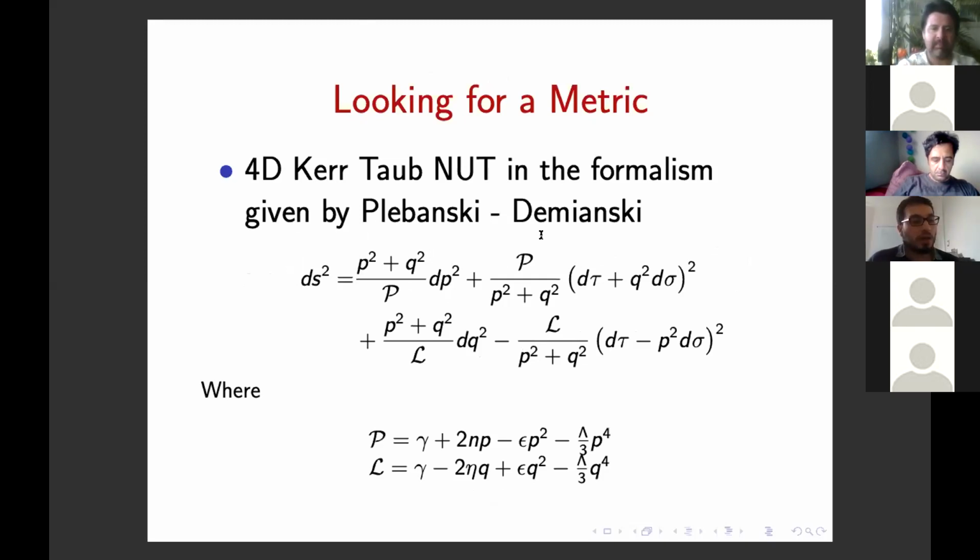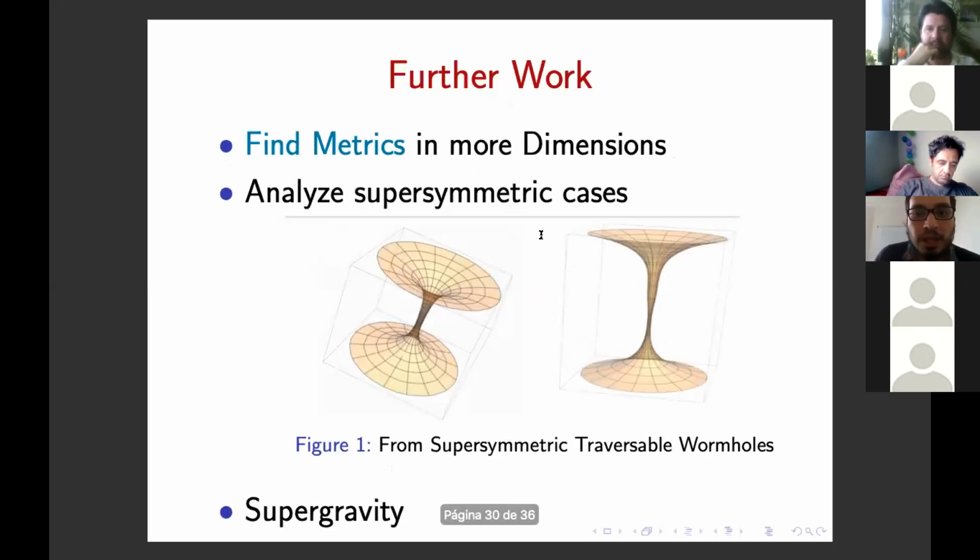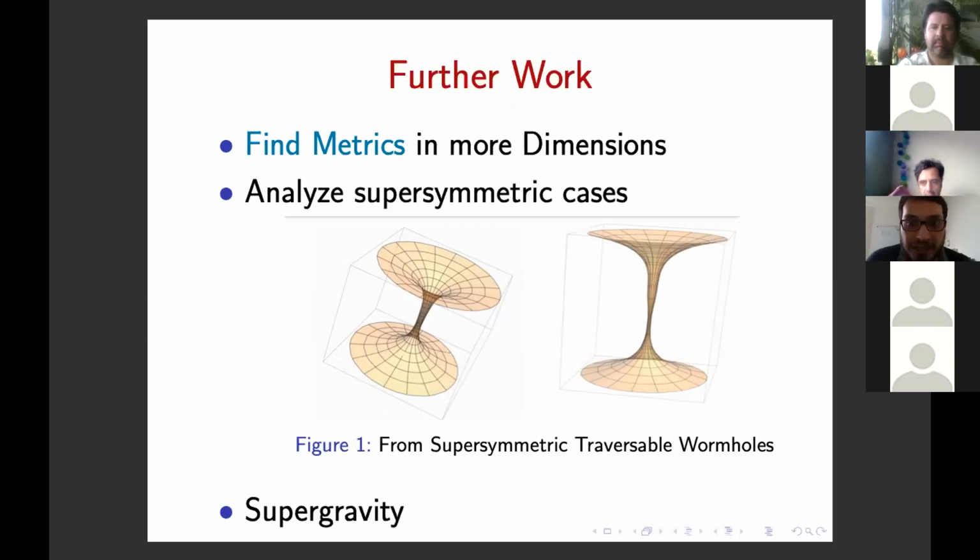The next step is to find some examples of metrics that satisfy the previous condition. For that, I am studying Taub-NUT metrics in the formalism given by Plebanski-Demianski, in such a way as to look for changes of coordinates to obtain the static limit. Next. To conclude, I will show you my further work, which consists of finding metrics in more dimensions like Taub-NUT-AdS, Chern-Pontryagin. And these last two points correspond to work done by Andrés Anabalón, Bernard de Wit, and Julio Oliva, where they studied supersymmetric traversable wormholes.